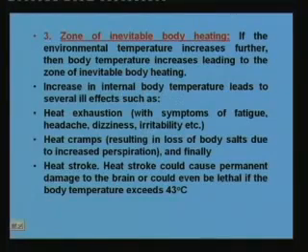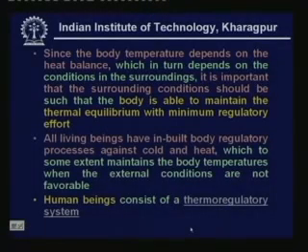The third ill effect, which is most dangerous, is known as heat stroke. Heat stroke could cause permanent damage. It is very dangerous, and it can lead to damage of the brain, or it could even be lethal. That means it could even cause death if the body temperature exceeds 43 degrees centigrade. So this is the thermoregulatory system and how it works.